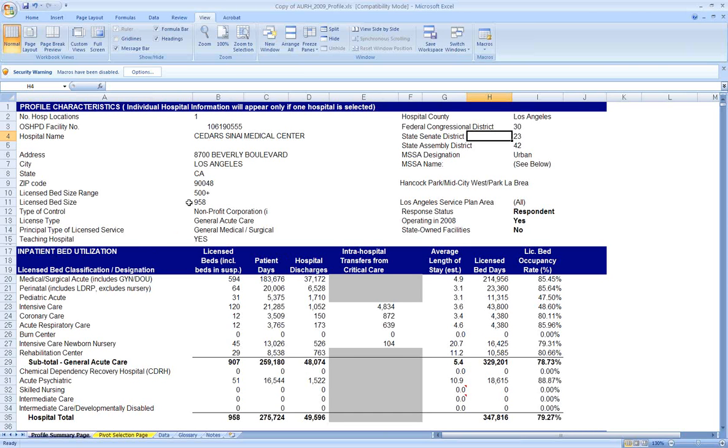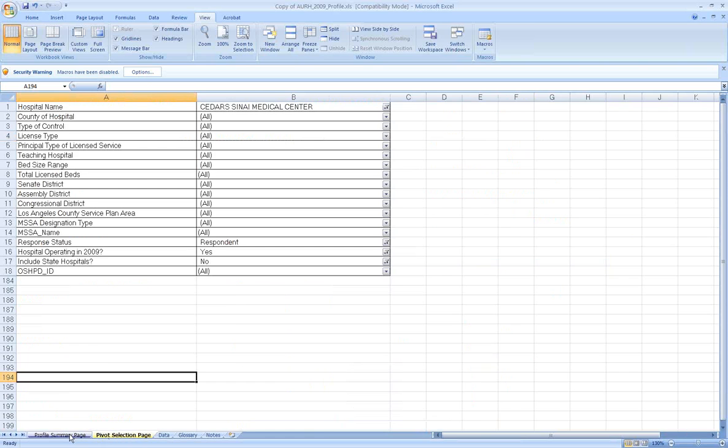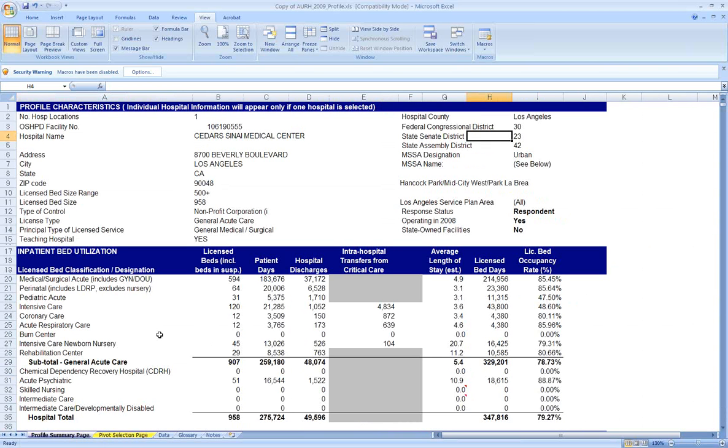It gives you information about the number of licensed beds it has. It tells you what type of ownership it has. And these are all relevant because, as we'll work on later on, you can sort in a variety of ways on this pivot selection page, which will let you compare Cedars-Sinai to its peers that are large hospitals, to its peers that are nonprofit hospitals, and to other hospitals as well.